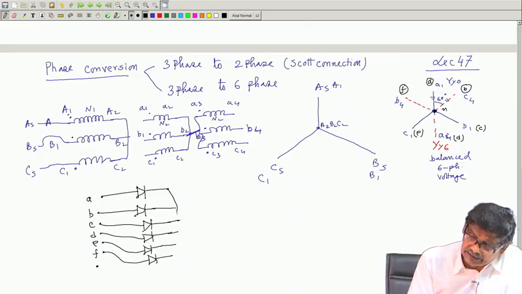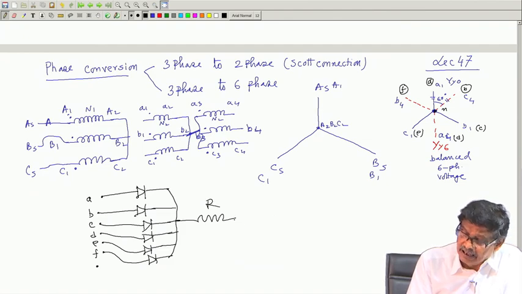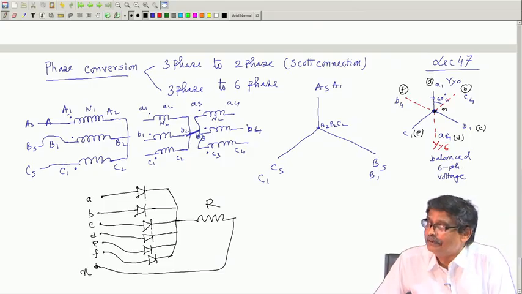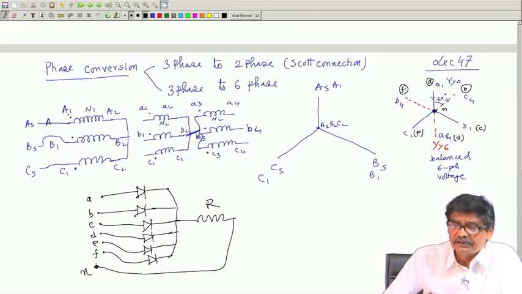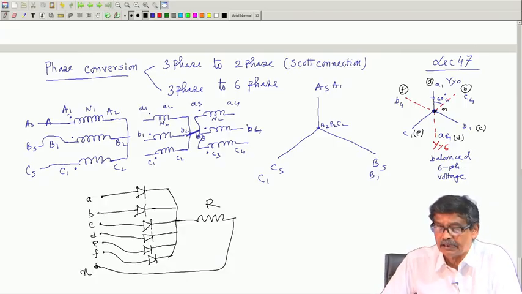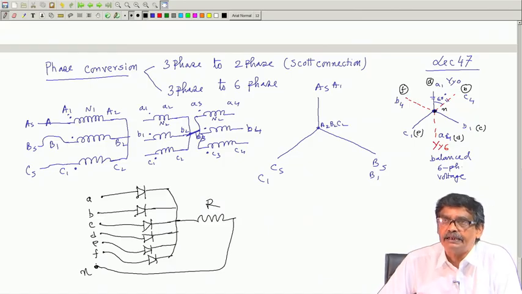And then connect the resistance load, where you want to get DC, and this point connect it to neutral. Things will work. Okay. So, anyway, phase conversion from 3 phase to 6 phase can be done this way. Another way you can do it, I hope you have now got the idea.